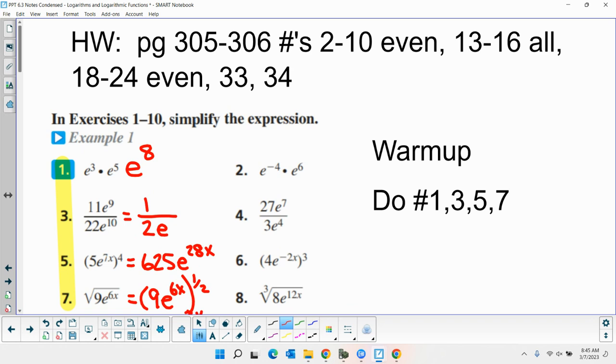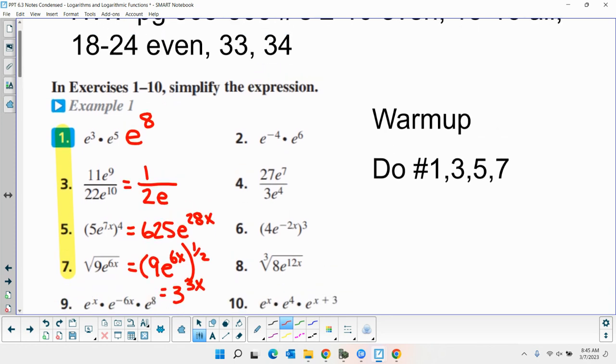3.5, number 2: e to the second, 4: 9e to the third, 6: 64 over e to the 6x, 8: 2e to the 4x, 10: e to the 2x plus 7. Any of those you'd like me to go over?